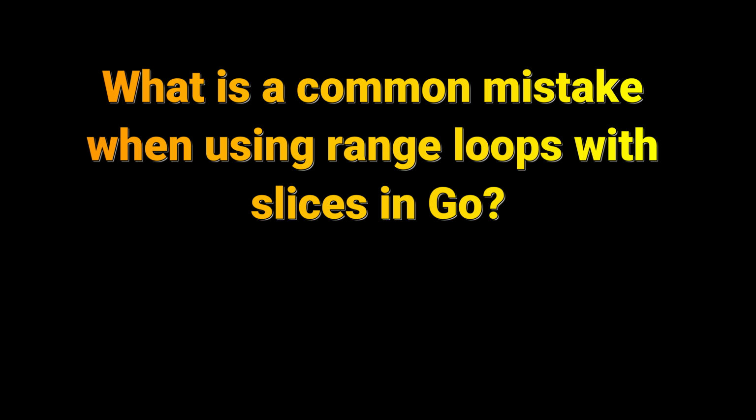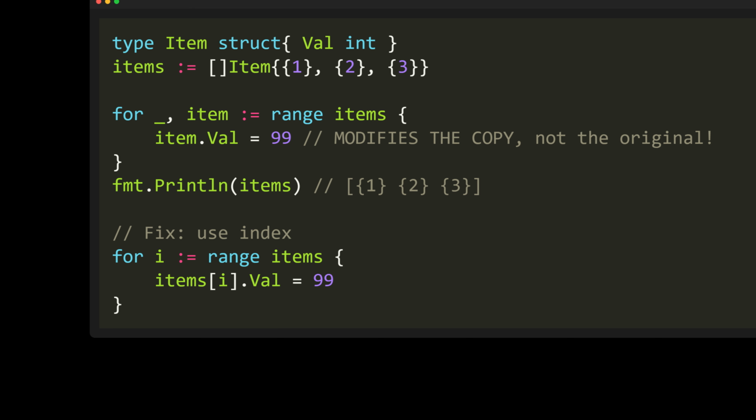Question: what is a common mistake when using range loops with slices in Go? A common mistake is forgetting that the value in a range loop is a copy of the element, not the original element itself. When you modify this copy, the original slice stays unchanged. To fix this, you should use the index to access and modify the actual element in the slice. For example, instead of trying to change the loop variable, you would write items[i].something to change the element at position i. This way, you're working with the original data, not a copy.